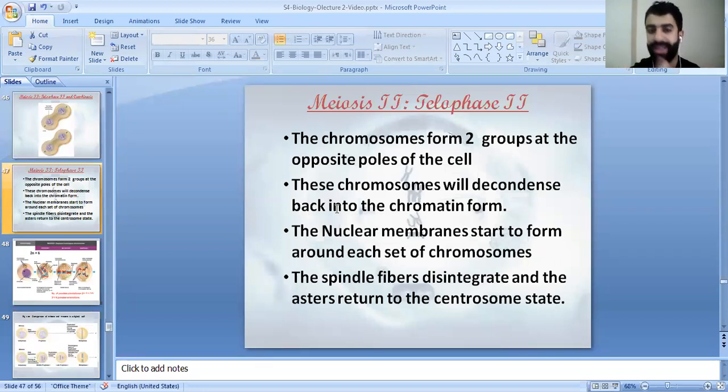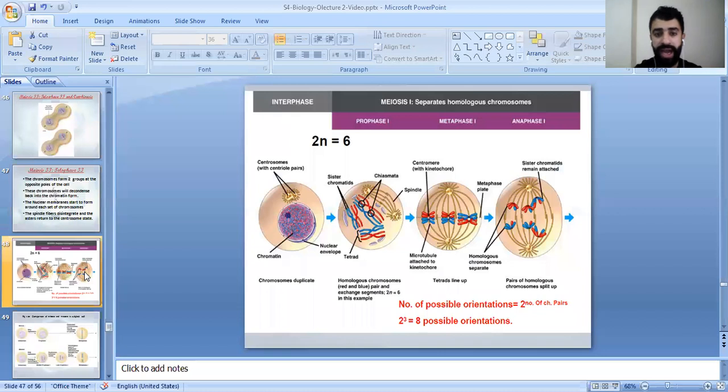There is no difference. So here we have the interphase, prophase 1, metaphase 1, anaphase 1. In prophase 1, the homologous chromosomes pair up, forming tetrads. They line up at the middle of the cell, forming the equatorial plate, where we have polar ascension, but the sister chromatids remain attached to the homologous chromosome. They move to the opposite pole.